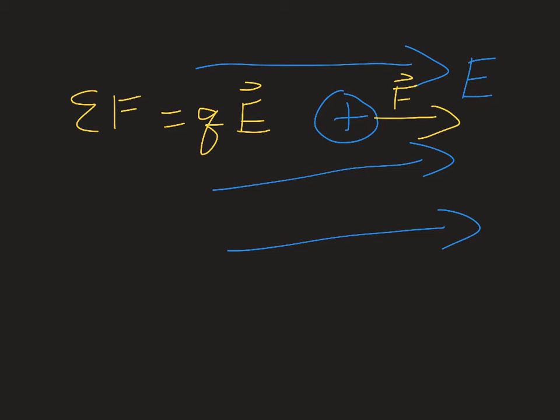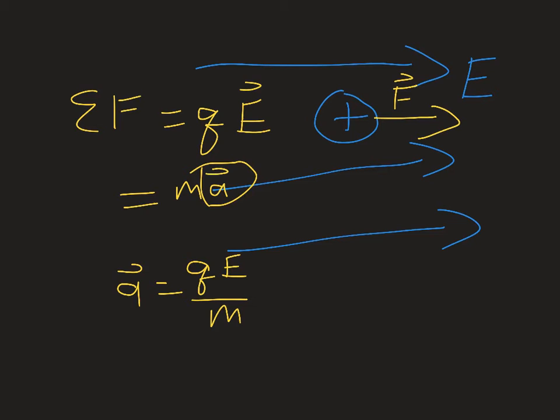And we know that according to Newton's second law, that's also going to be equal to the mass times the acceleration. So if I have a situation where I have a charge in an electric field that's accelerating, I can calculate that acceleration. I can say that the acceleration is going to be QE over m. I'm just solving for a here, dividing both sides by m.